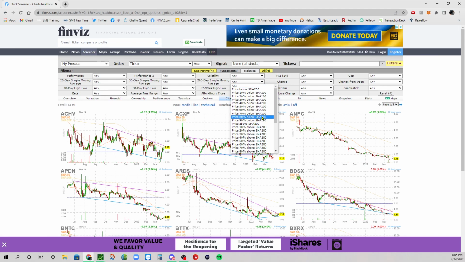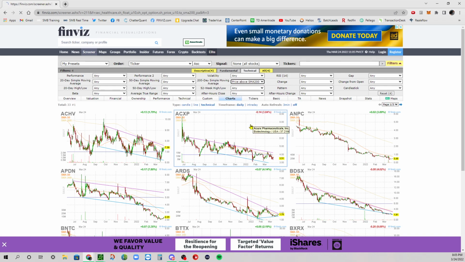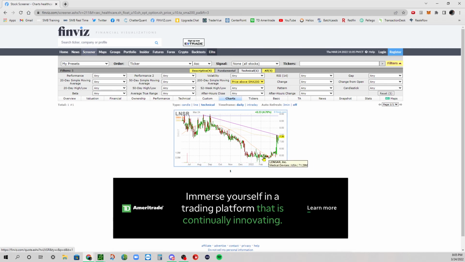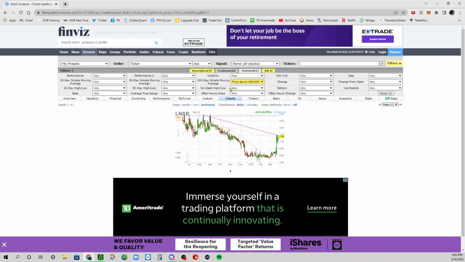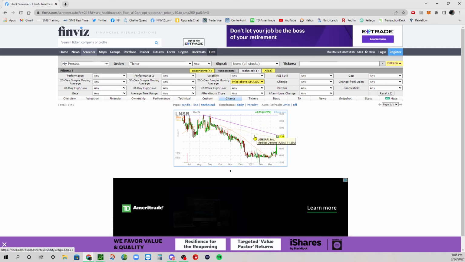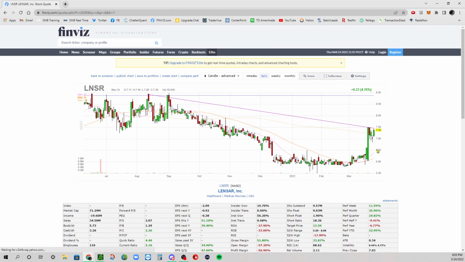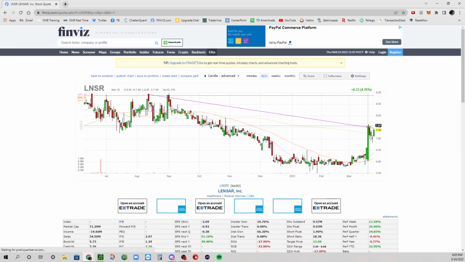You can go below 200 or above. So let's be bullish. Okay, boom, you got one. Let's see, is that above? Price above. Okay, so this one barely just peaked out. So this is actually resisting.